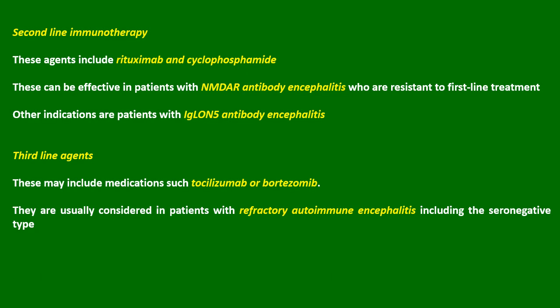Second-line immunotherapy. These agents include rituximab and cyclophosphamide. These can be effective in patients with NMDAR antibody encephalitis who are resistant to first-line treatment. Other indications are patients with Ma-2 antibody encephalitis. Third-line agents. These can include medications such as tocilizumab or bortezomib. They are usually considered in patients with refractory autoimmune encephalitis, including the seronegative type.